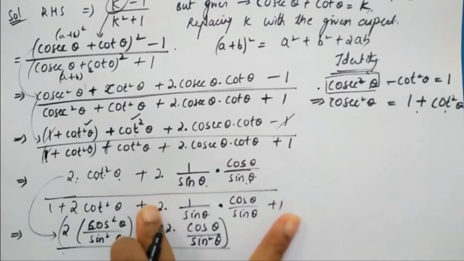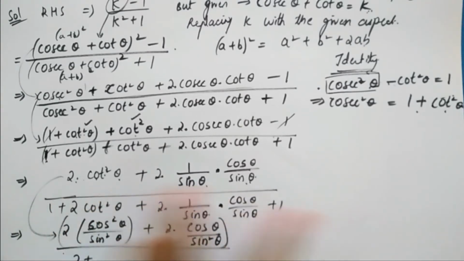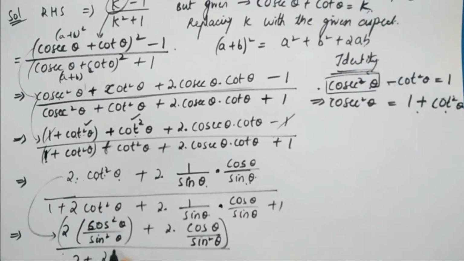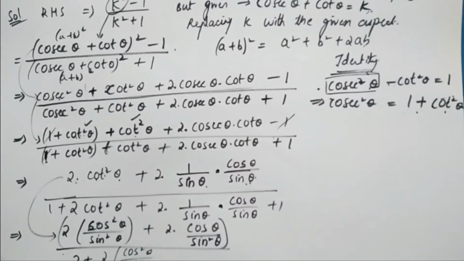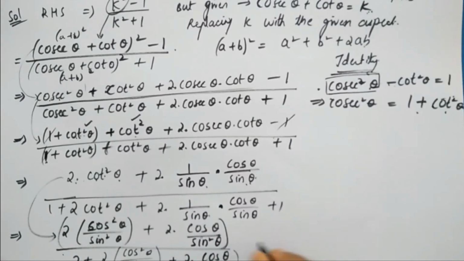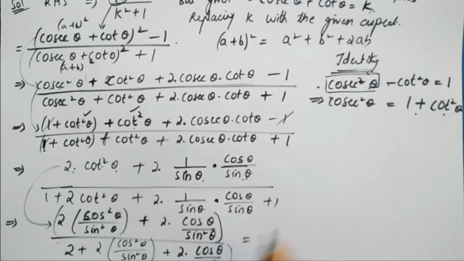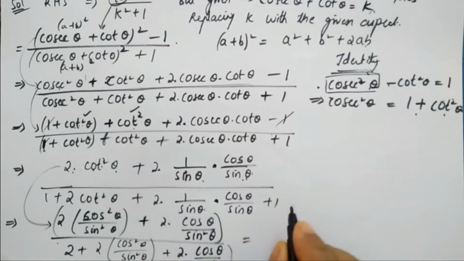The whole divided by, this is only the denominator; the numerator we got is 1 plus 1, which is nothing but 2. The numerator is on one side. Then it is 2 into cos square theta divided by sine square theta, plus 2 into cos theta divided by sine into sine, it is sine square theta. Now the best thing we can do here is take the LCM of the things.